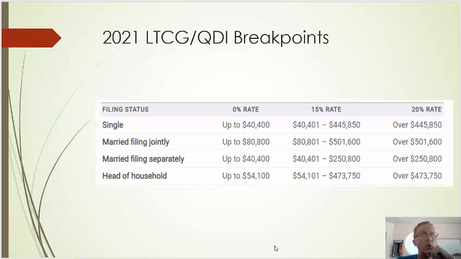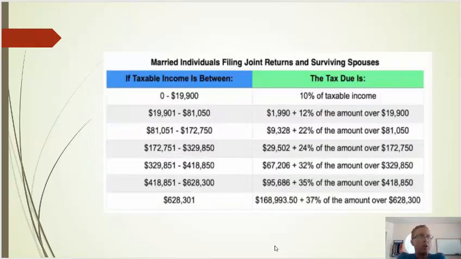First of all, let's remind ourselves for 2021, here are my breakpoints. So if I have ordinary 25 and 28, I'll add it together, and let's assume I'm married filing joint. If that's less than $80,800, then the next dollars of 0, 15, 20 that I put in there will be taxed at 0% rate until all that added together equals $80,800. Then the next dollar will be taxed at 15%, all the way up to $501,600. Then if I still have gain left over, the excess would be taxed at 20%. This reminds us of married filing joint or qualifying widower. But these are the brackets.